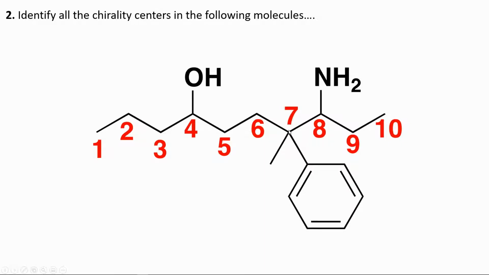We hit a carbon that has 4 carbons attached, and all 4 of the carbons attached are different from each other. They each have different things attached to them. At 8, we have an NH2 attached, a carbon and a carbon. These 2 carbons are different from each other, and there's an implied hydrogen attached. So this would also be a chiral center.